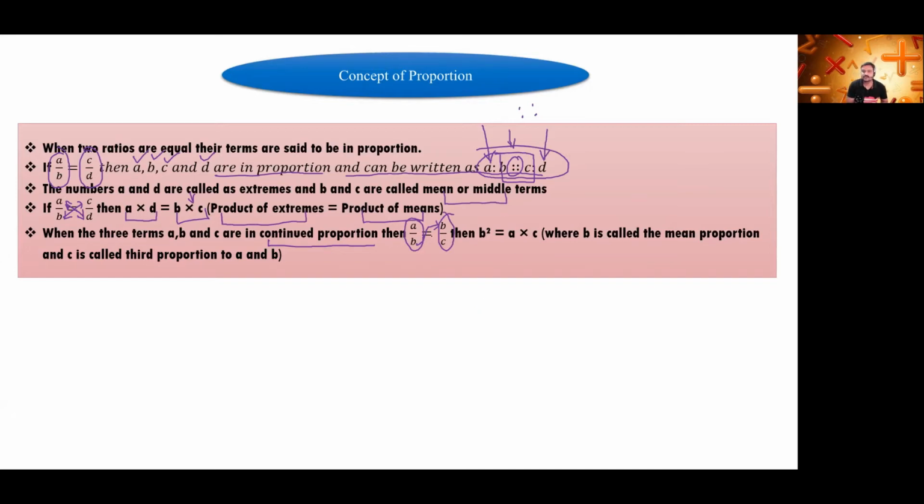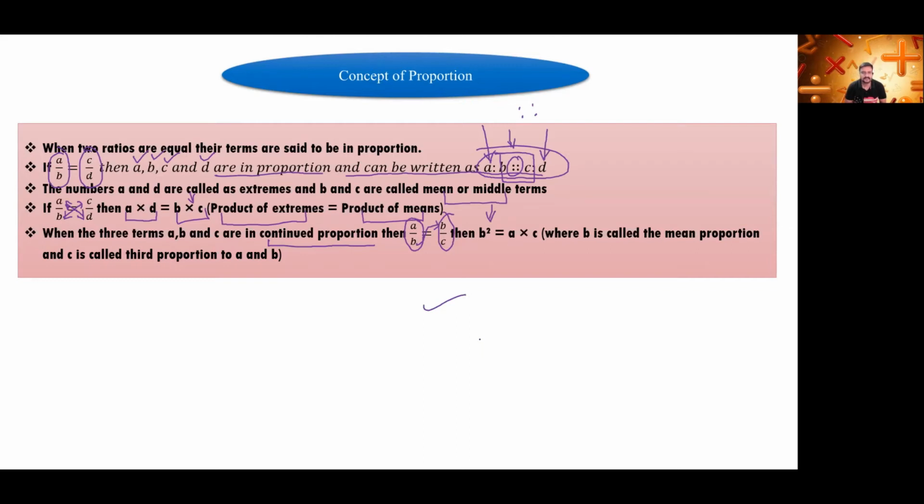If we do the cross multiplication here also, what will we get? B square is equal to A into C. Here B is called the mean proportion, and C is called the third proportion of A and B. You will have to write these things in your CW, on the previous page also and this page also.